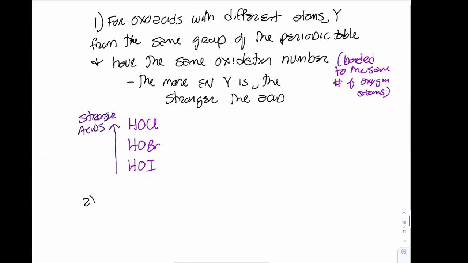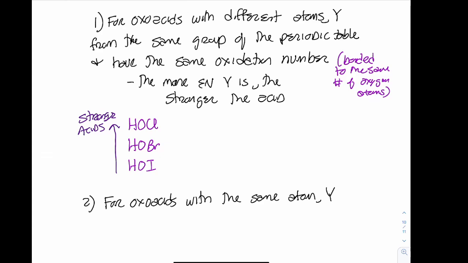Another scenario for us, and this is for oxo acids that have the same atom Y, so the same central atom, but a different number of oxygen atoms. So for oxo acids, forgot an O, with the same atom Y, and again, you could just say central atom if that's easier. I don't like to use central very much because here, the way I wrote it, it's not my central atom. So the same atom Y, the one that's not oxygen or hydrogen.